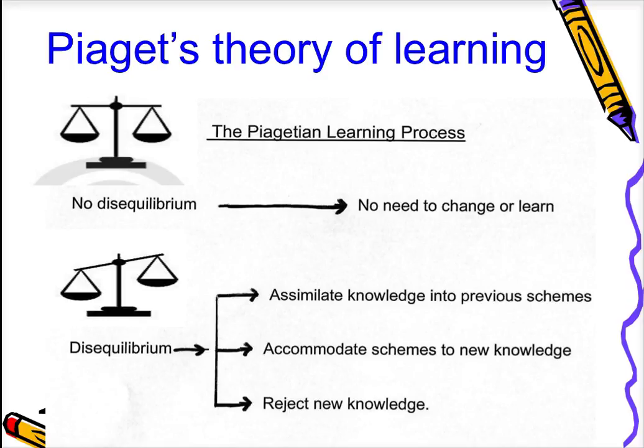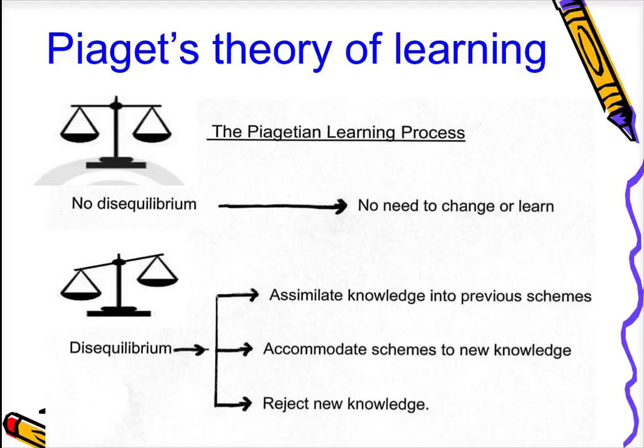And we can resolve this disequilibrium three ways. The chapter that you will read about Piaget will only discuss two of these ways, but there is a third way that we have researched and seen that many people use. Okay? So the first way to resolve this disequilibrium is to assimilate the new experience, the knowledge from the new experience, into our previous schemes, to just add on a little bit to the scheme.